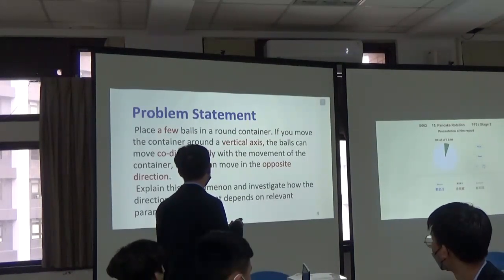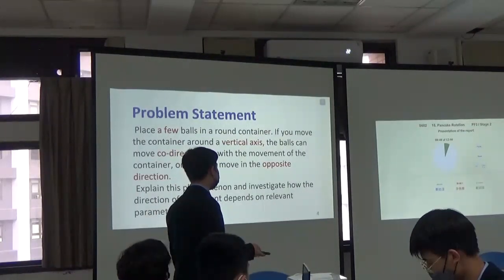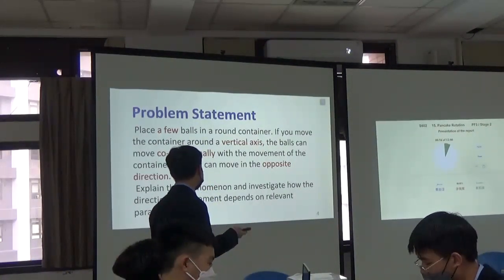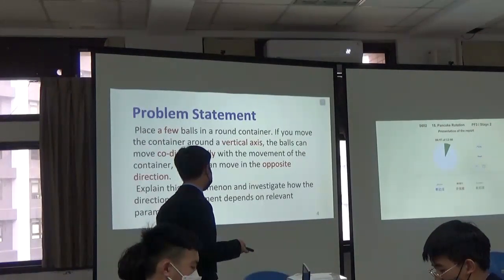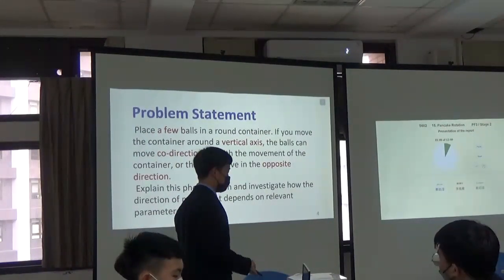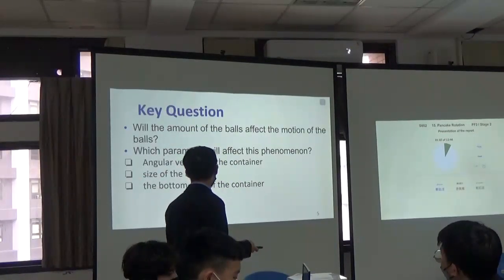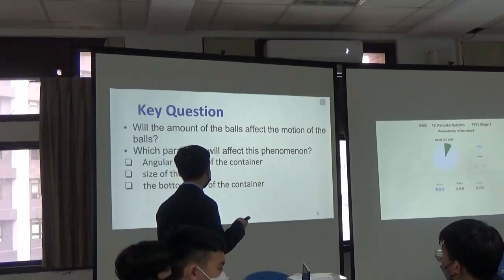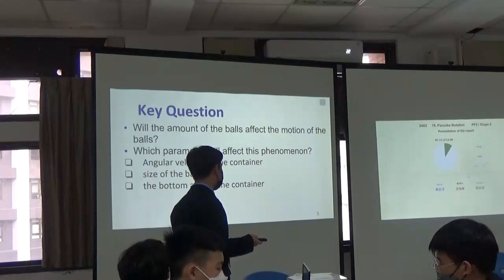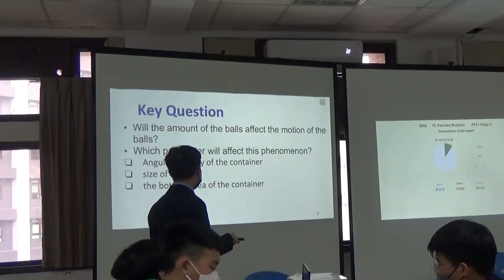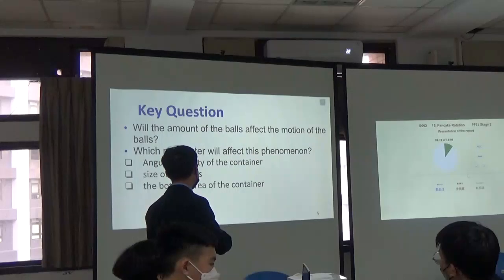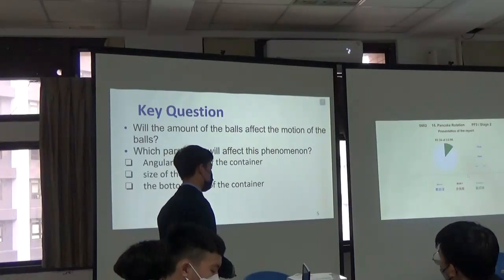Okay. The problem statement is: place a few balls in a round container. If you move the container around the vertical axis, the balls can move directionally with the movement of the container, or they can move in the opposite direction. This is a key question. Number one, will the amount of the balls affect the motion of the balls? Number two, which parameter will affect this phenomenon? Angular velocity and size of balls, or the bottom area of the container.